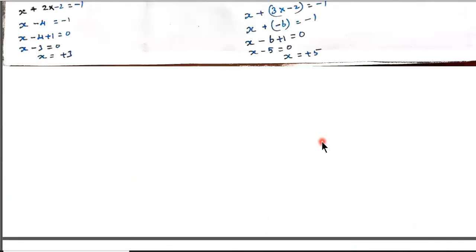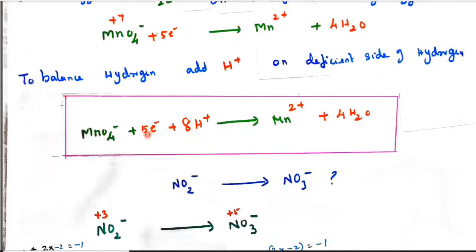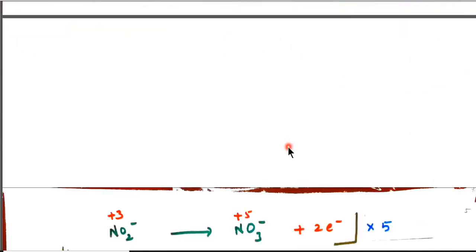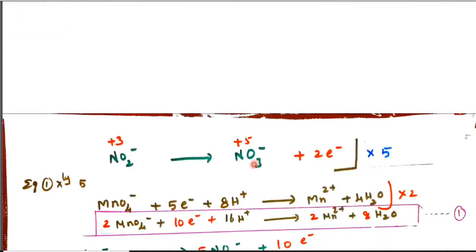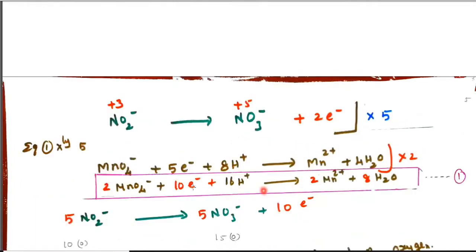Now we have to compare with the permanganate equation. In the permanganate equation we have 5 electrons, but in the oxidation equation, we have 2 electrons. So exchange the electrons and multiply. Multiply this equation by 5 and the permanganate equation by 2, so you will get 10 electrons on each side. So MnO4 minus plus 5 electrons plus 8H plus gives Mn2 plus plus 4H2O, into 2, we get 2 MnO4 minus plus 10 electrons plus 16H plus gives 2 Mn2 plus plus 8H2O.